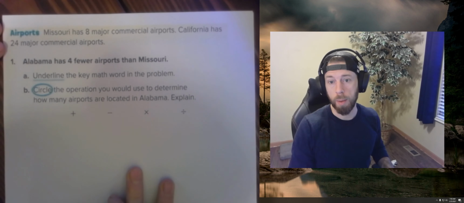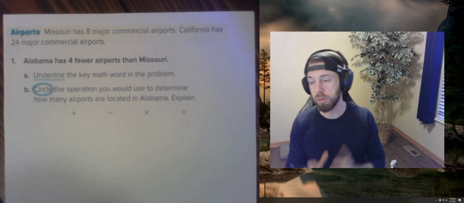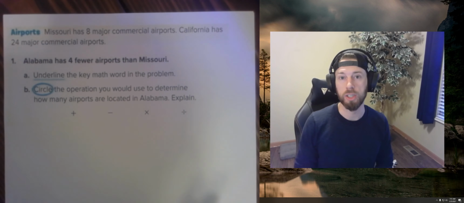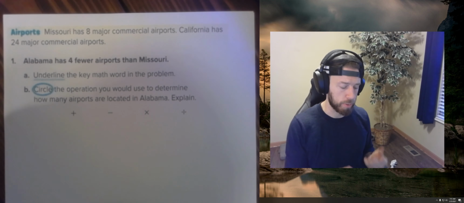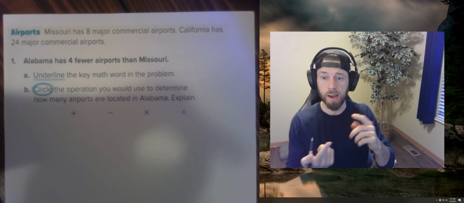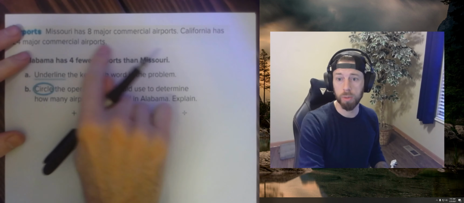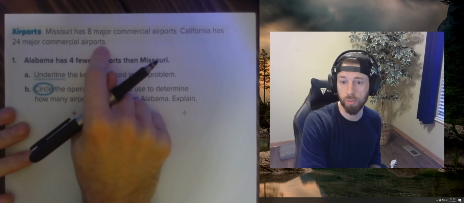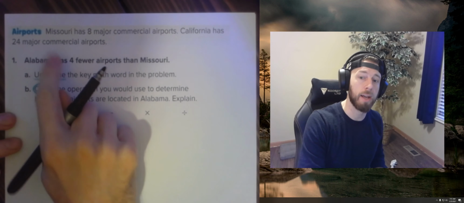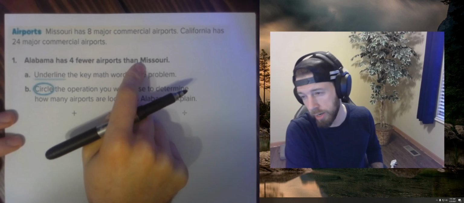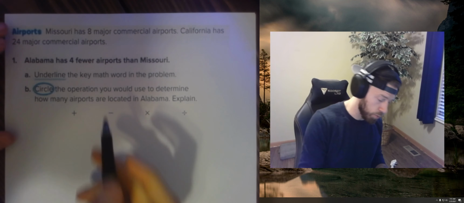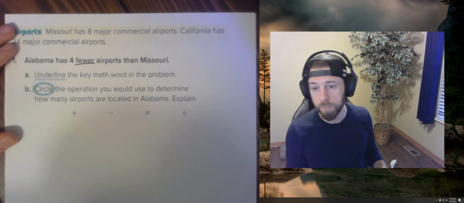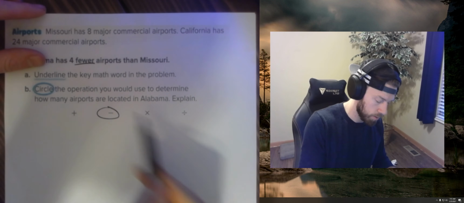I'm going to give you some word problems like this, and I'm going to have you tell me what the expression looks like for it, right? How you're supposed to set the problem up, really. So the first couple problems that we're going to see, is this an addition, subtraction, multiplication, or a division problem? So Missouri has 8 commercial airports, California has 24. If the question was Alabama has 4 fewer airports than Missouri, what would you do to figure that out? Would you add, subtract, multiply, or divide? Key word here would be fewer, and that would be a subtraction problem, right? Fewer means to subtract.